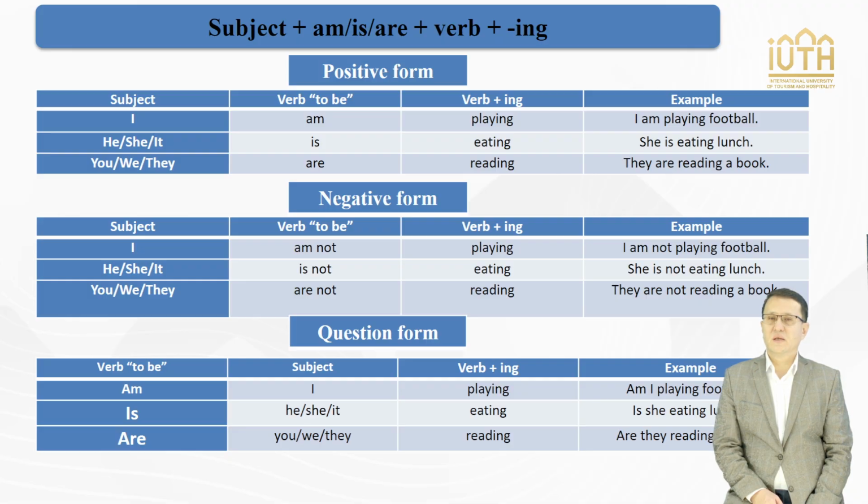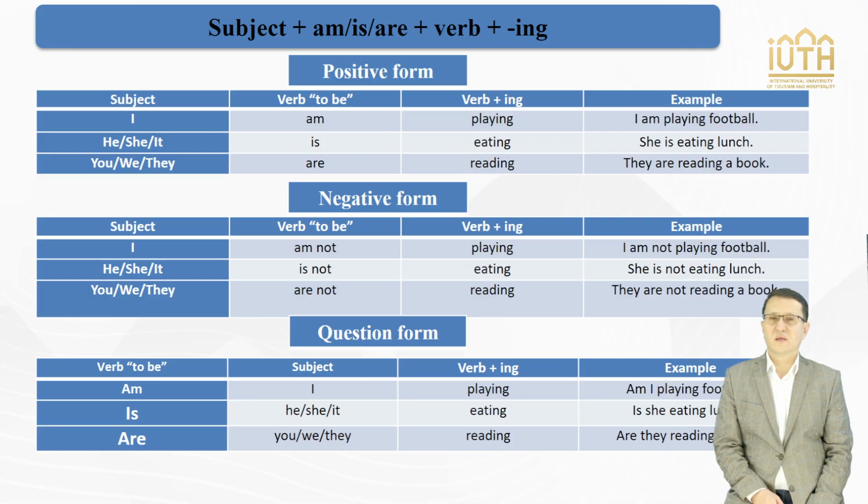He, she, it: subject, is, verb to be, eating, verb plus ing. Example: she is eating lunch. You, we, they: subject, are, verb to be, reading, verb plus ing. Example: they are reading a book.